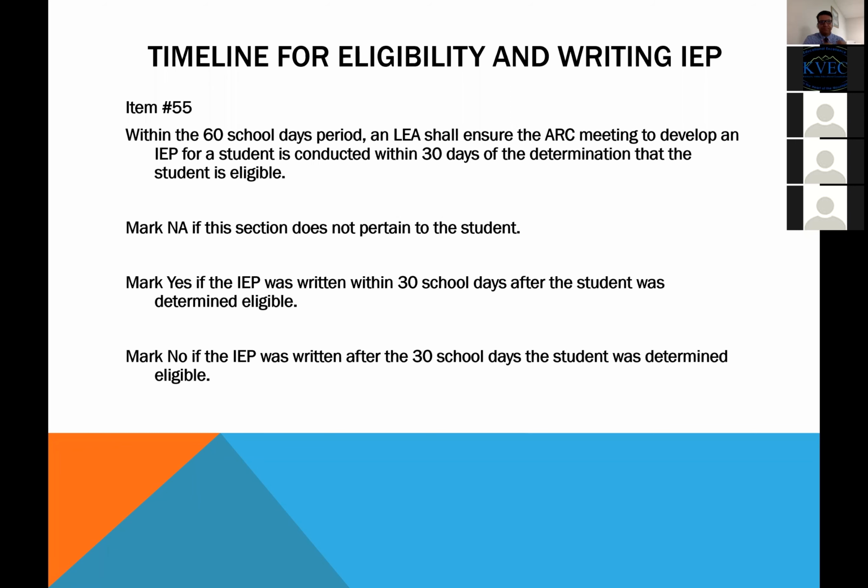So that's what we usually do. We usually do that in one meeting, and that's perfectly fine. And I think it's best to have it that way. But you do know that you have 30 days to write the IEP after a child's determined eligible. So we're going to mark NA if this section does not pertain to the student, and we'll mark yes if the IEP was written within those 30 school days after the student was determined eligible. We're going to mark no if the IEP was written after the 30 school days the student was determined eligible. So we have to make sure of that.